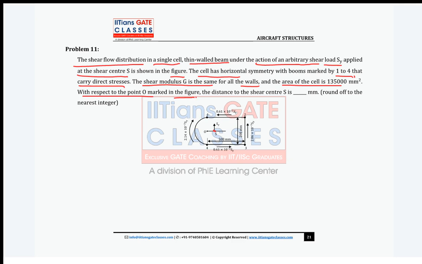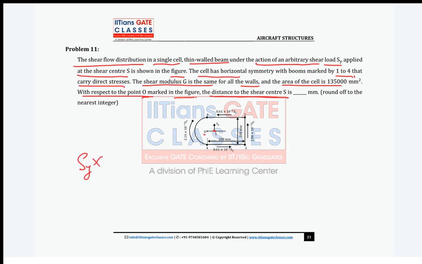With respect to point A marked in the figure, they ask the distance to the shear center, that is, what distance the shear center is from this point O. So guys, look here in this question. We have to take the moment equivalence about point O, because they ask the position of the shear center from point O. Now look here guys, they gave Sy. What is the shear force they gave? Sy.